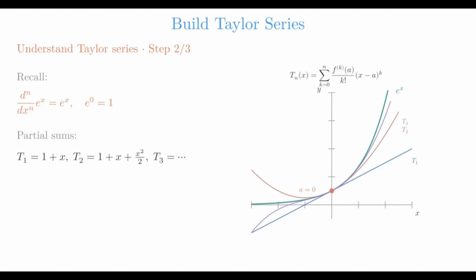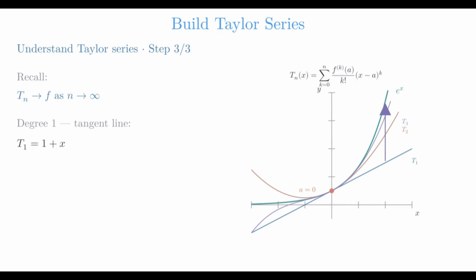Add the x squared term for T2, then x cubed for T3. Let's see how each polynomial hugs the curve a little further. Step 3. As we add more terms, the polynomial approximation gets better over a wider interval. T1 is the tangent line at 0. It matches the value and slope, but curves away quickly.